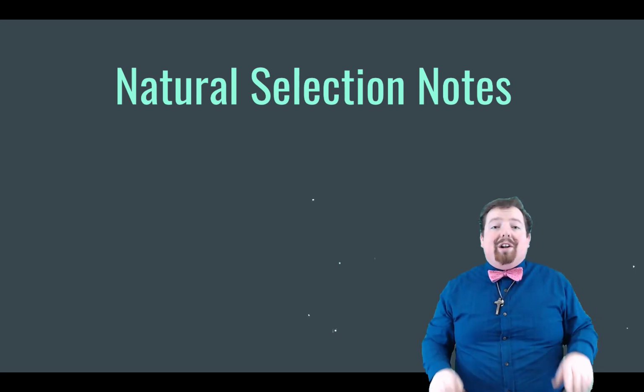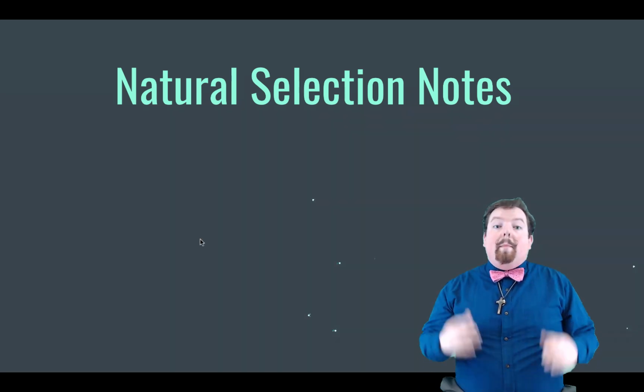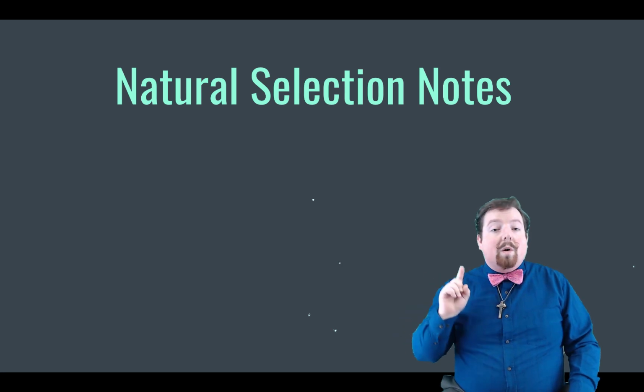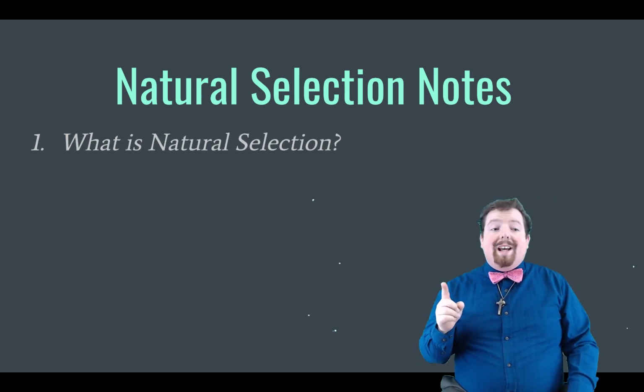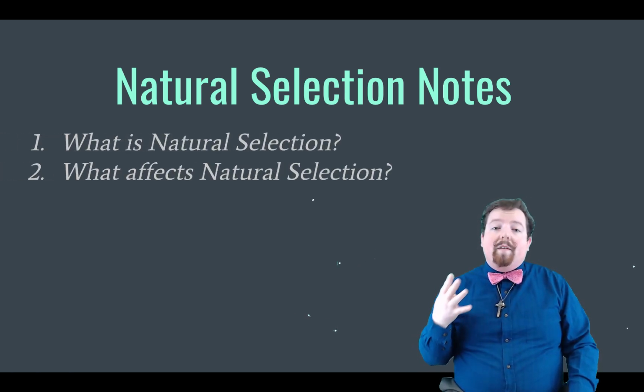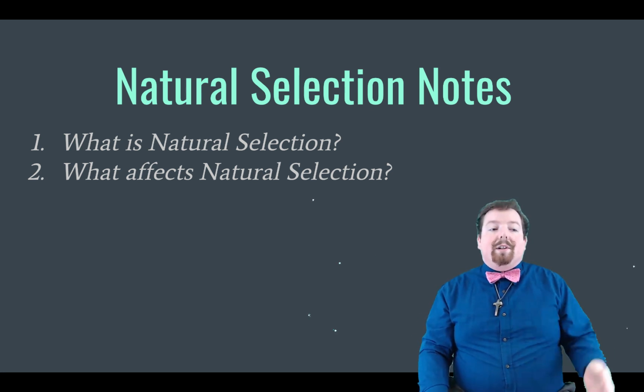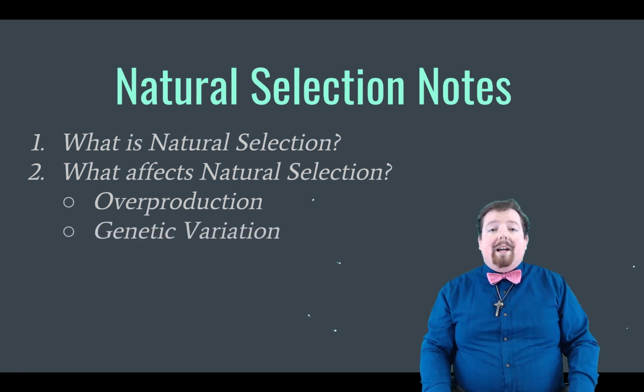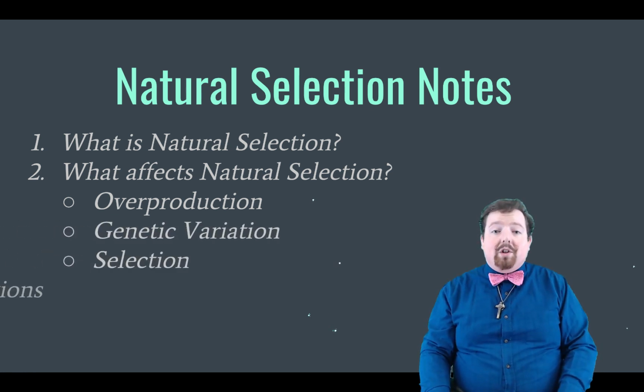Hey folks, today we're going to learn about natural selection. By the time you finish this video, you should know what natural selection is and what the 4 factors that affect natural selection are. And those factors include overproduction, genetic variation, selection, and adaptations.